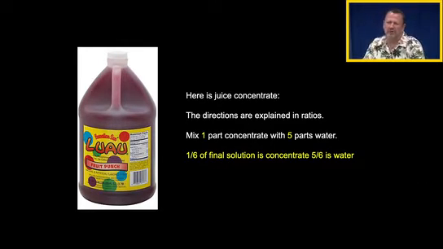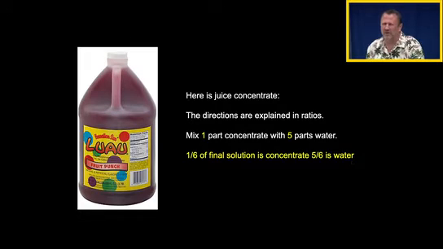Because something they tell you about ratios is, if it's 1 part concentrate to 5 parts water, how would that be as a fraction? And you'll say, oh, well, that's 1/5. That's not correct at all. If you mix 1 part concentrate with 5 parts of water, you have 6 parts. That means 1/6 of the solution is concentrate and 5/6 of the solution is water.